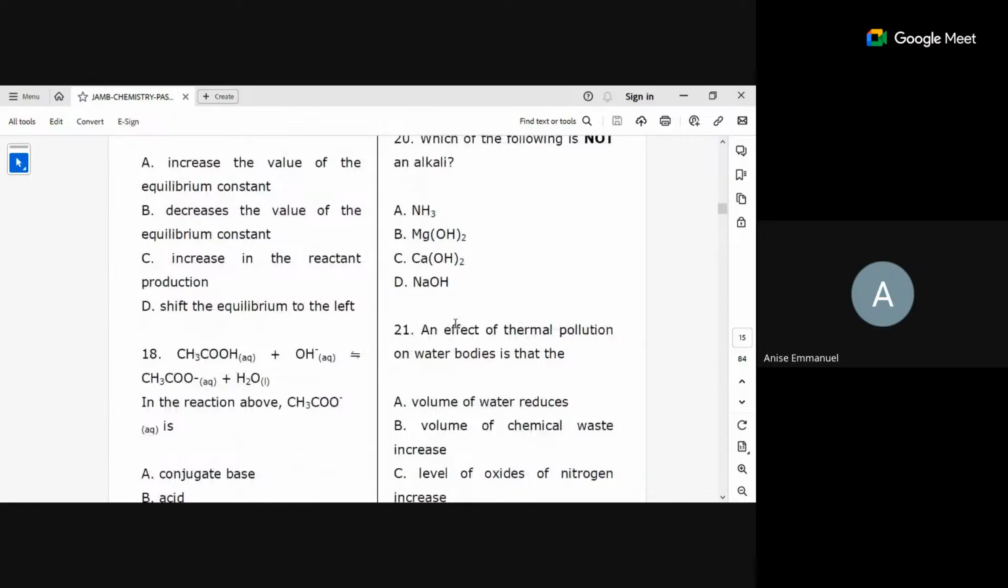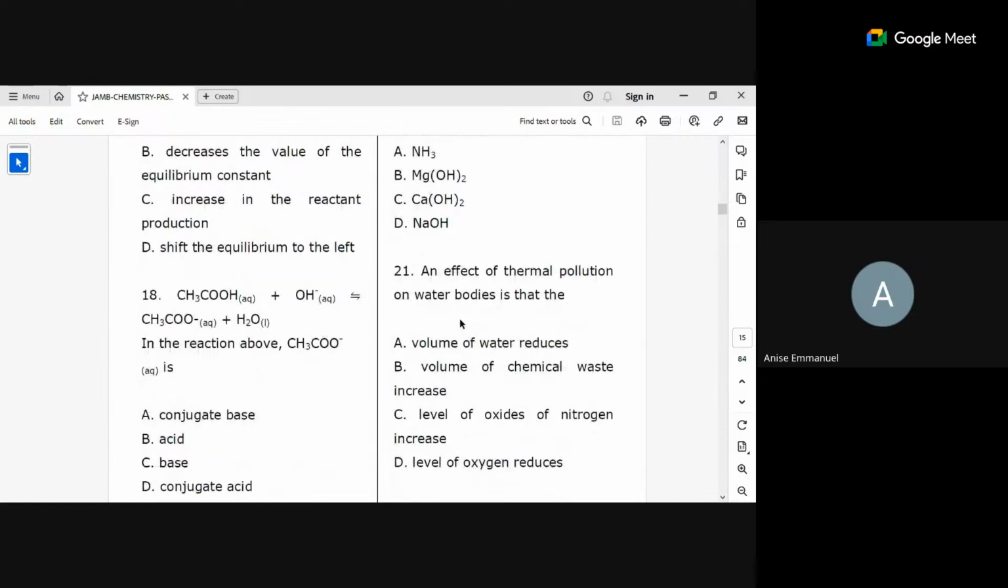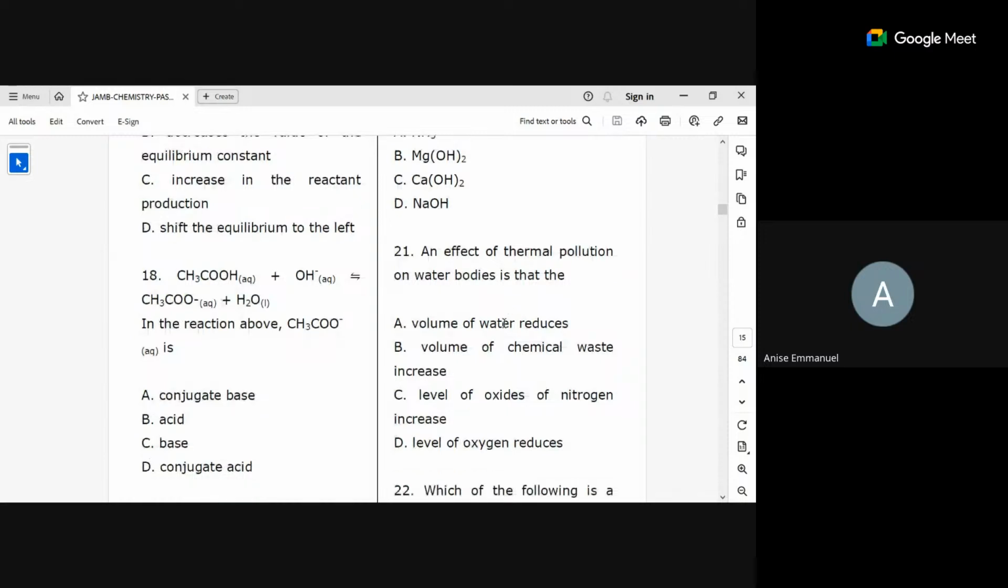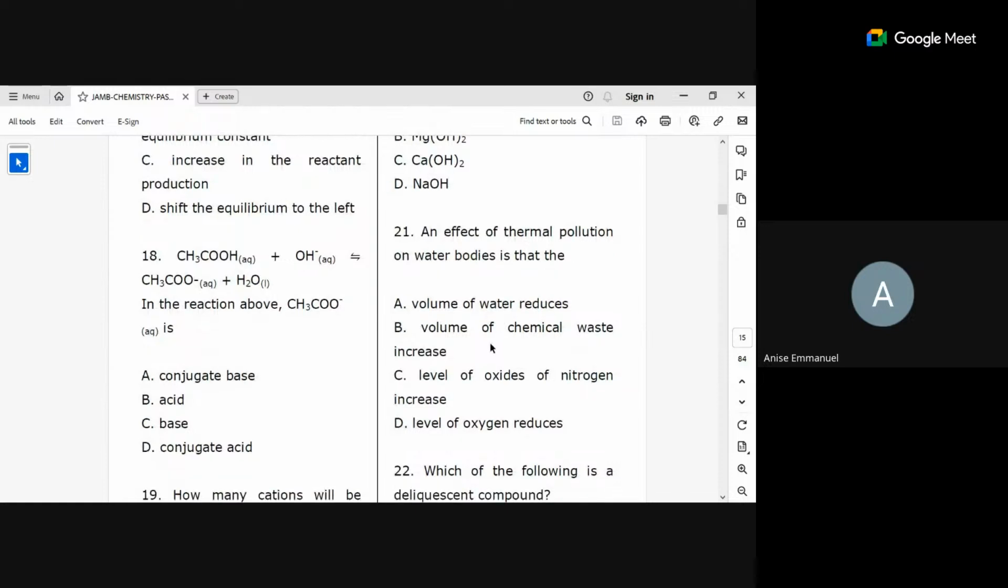21. An effect of thermal pollution of a water body is that: A, the volume of water is reduced; B, the volume of chemical waste increases; C, the level of oxides of nitrogen increases; D, the level of oxygen reduces. Now, when you heat water, what makes the aquatic animals in water die easily is the reduction in the level of oxygen in water.